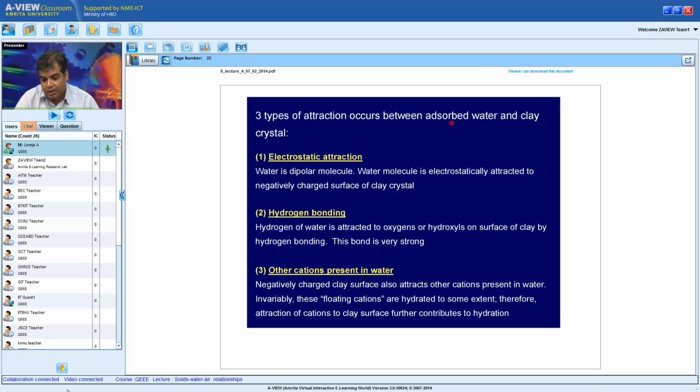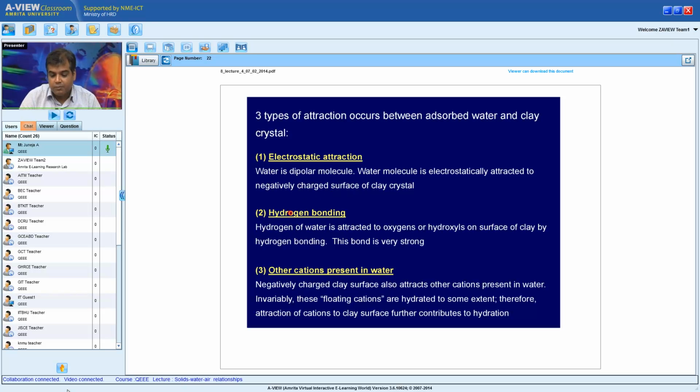Of those 3 attractions which occur, the first one is electrostatic attraction, which is not so strong, but because water is dipolar, it gets attracted to the negative surface of the clay crystal. Remember, clay has a positive silica or alumina at the center, and the surface is negative, which is OH. So water gets attracted because of itself being dipolar. I can also say clay is dipolar, but clay also has negative at the surface.